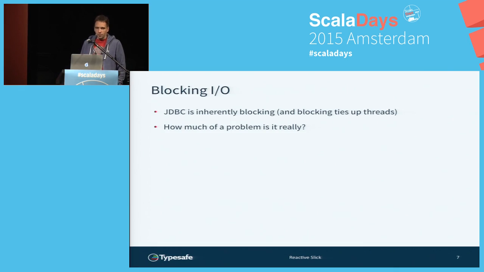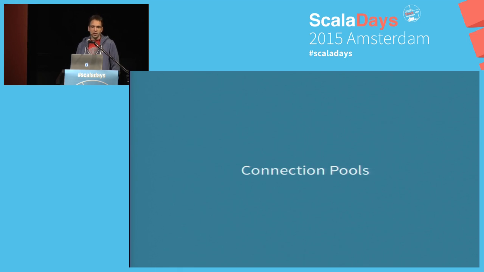So, staying in the animal kingdom, there's of course a big elephant in the room, and that's blocking I/O. Because, as I said, we're still dealing with JDBC, and JDBC is blocking, and there's not much we can do about that, except for writing our own native drivers and avoiding JDBC entirely. But how much of a problem is that really? Because threads in small numbers are not that bad. So let's see how many threads we need by starting with the connection pools.